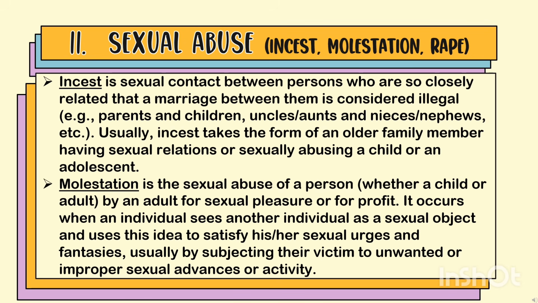Usually, incest takes the form of an older family member having sexual relations or sexually abusing a child or an adolescent. Next is molestation. This is the sexual abuse of a person, whether a child or an adult, by an adult for sexual pleasure or profit. It occurs when an individual sees another individual as a sexual object and uses this idea to satisfy his or her sexual urges and fantasies, usually by subjecting their victim to unwanted or improper sexual advances or activity.